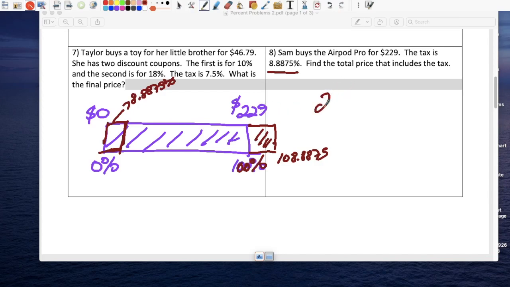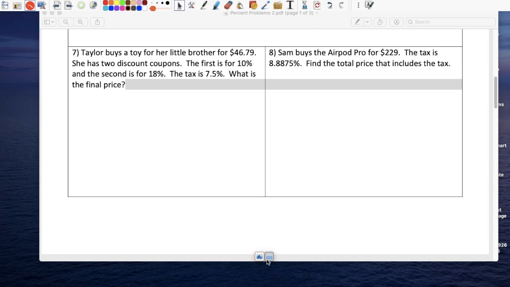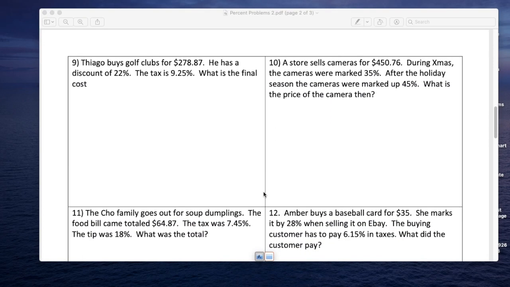So the only calculation that you need to do is 229 times, and let's change that to a decimal, 1.08875. So that's going to give us the price of the AirPod with the taxes. 229 times 1.08875, right? And so our final answer is $249.35. And again, you could have found the taxes separately, just found out what 8.875% of 229 is, and then added that to 229. But there's no reason for you to do that.